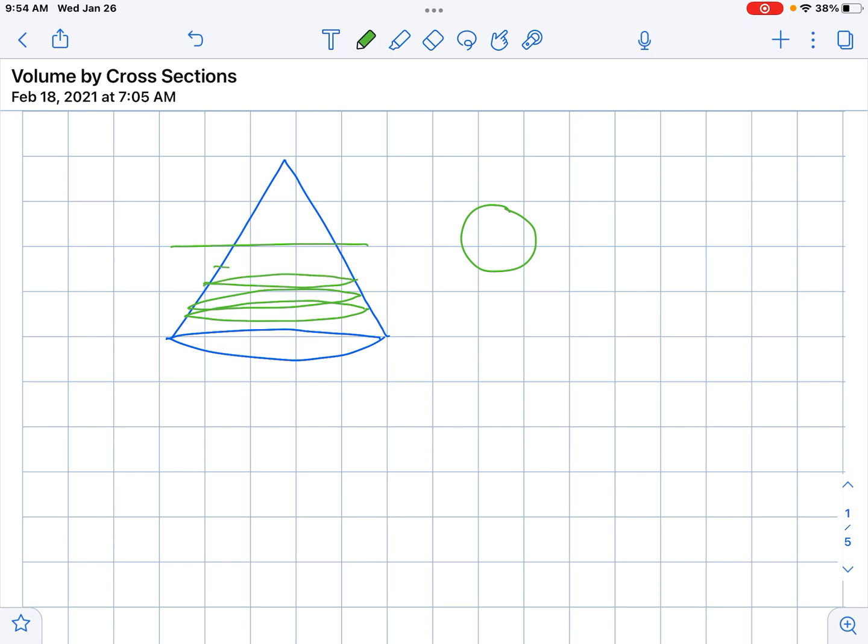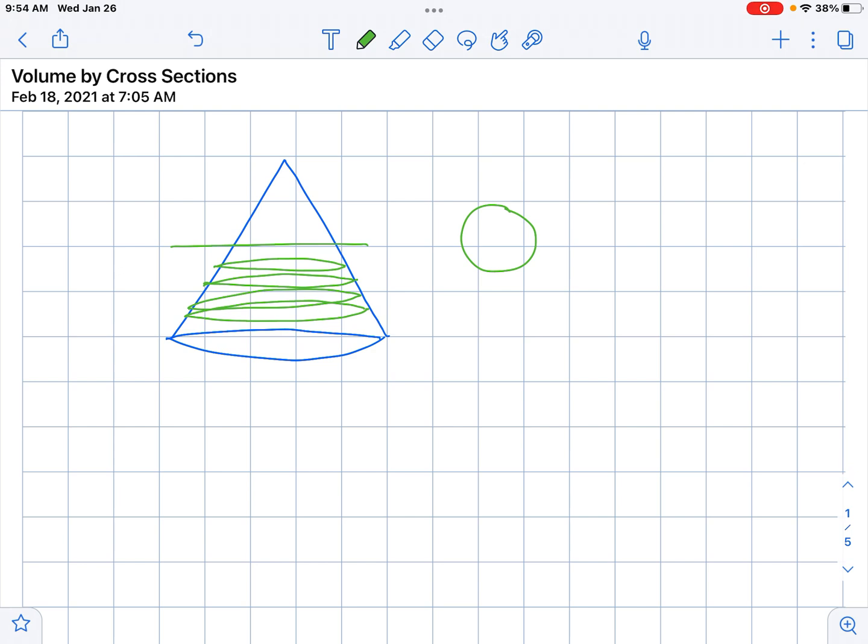So the idea behind looking at volume by cross-sections is that I would need to find the area of one circle and then add the area of the next circle, and add the area of the next circle, and add the area of the next circle. So basically what I'm doing is like stacking pancakes, if you will, in this case, because my cross-section is a circle.